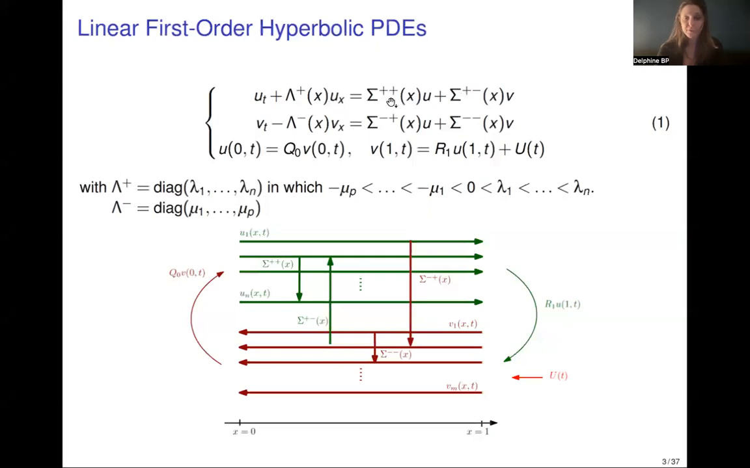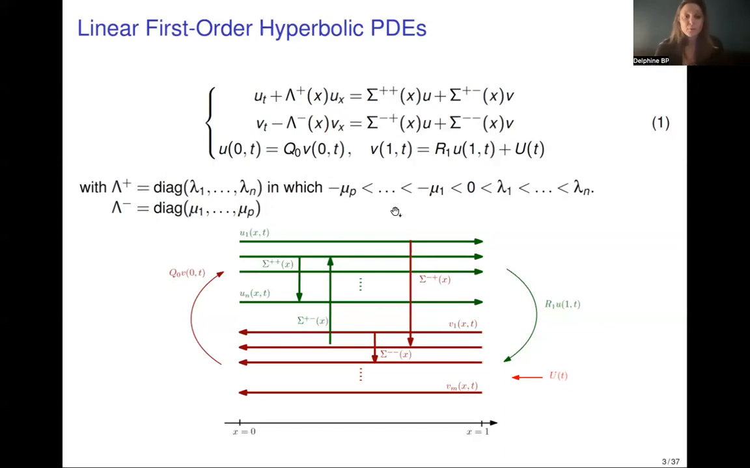So sorry, sigma plus plus is the interaction of U with itself and sigma plus minus with V. And V is transported in the converse direction from x equals 1 to x equals 0 with, again, different velocities, which are supposed to be ordered, but now negative. So from mu1 up to mu p. Okay.